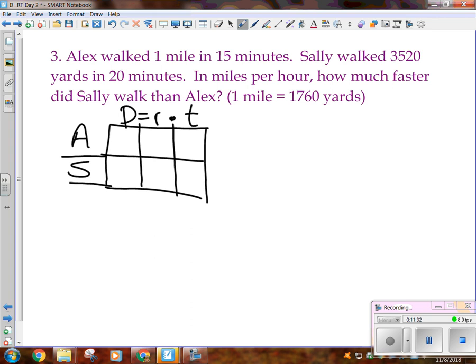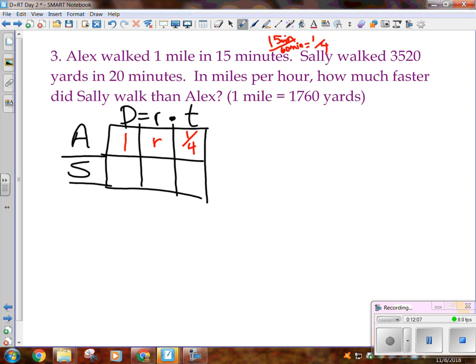For Alex or Sally? D, R, or T? For D. Alex's D is 1. What do I do with 15 minutes? 15 minutes out of 60 minutes. Is she right? Is it 1/4? If you go 15 minutes on the clock, you've gone 1/4 of the way, right? Then a second 15, a third 15, and then back to the top. I believe she's right. So 1/4. This 1/4 of an hour, that's our time. We don't know his rate.